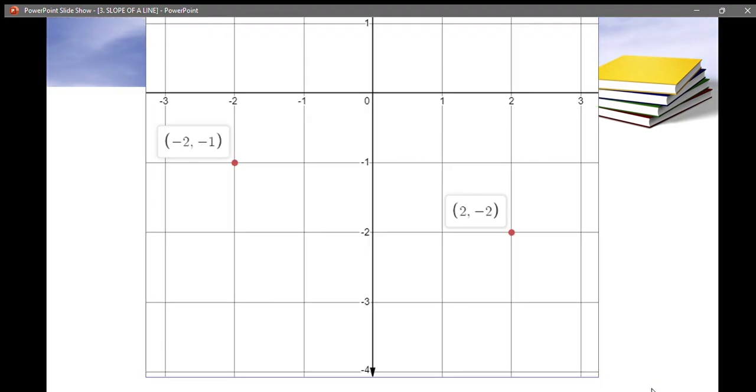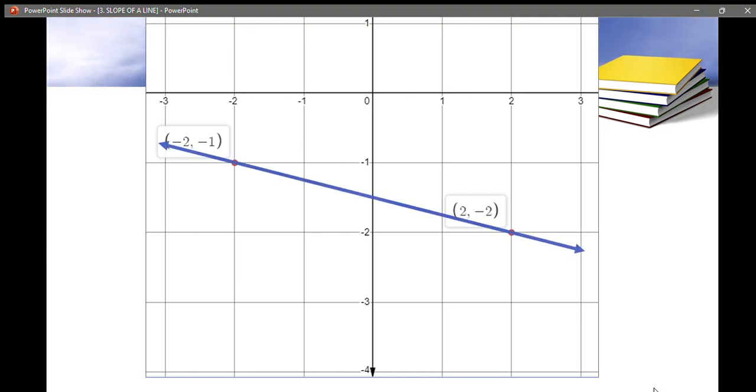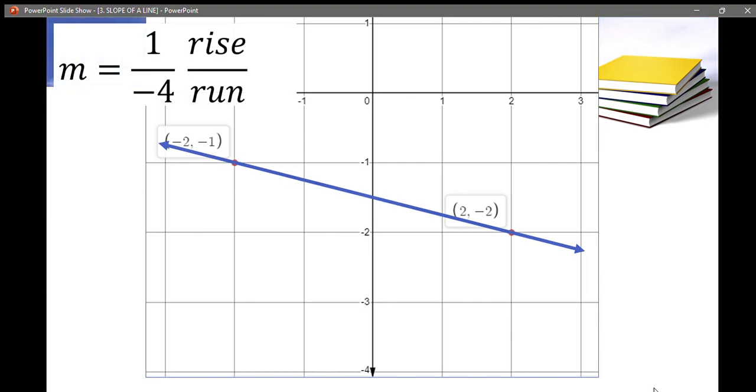So, let us illustrate. This is our graph. We have (-2, -1) and (2, -2) from our given. Let us connect those two points by a line. Then let us illustrate our slope, which has a rise of 1 and a run of -4.